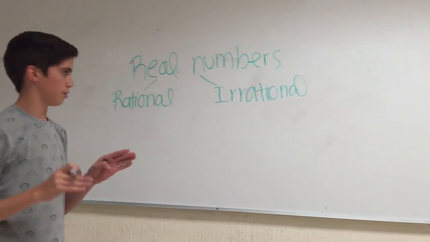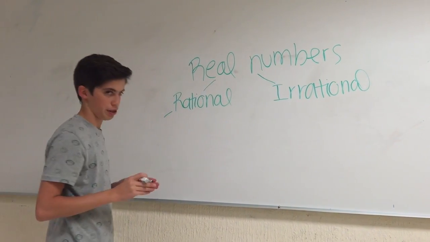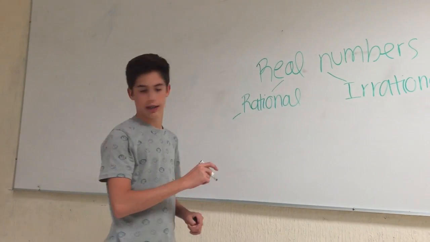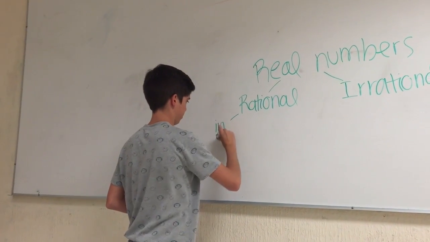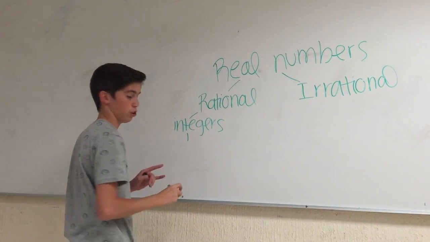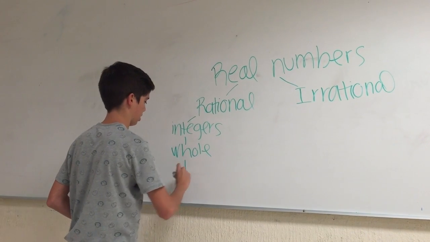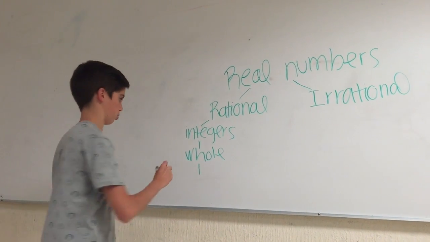Now we're going to go with the irrational numbers. Now, rationals, we can separate them into integers, also whole numbers, and natural numbers.